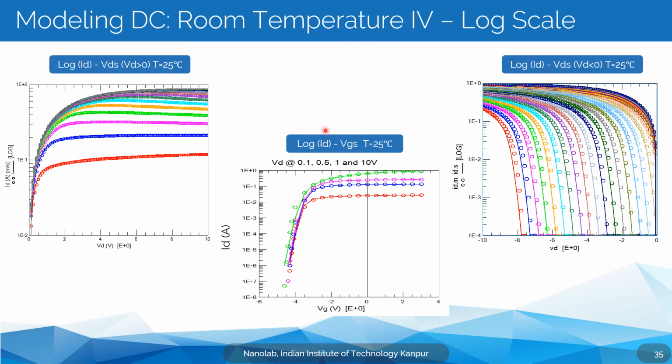And these are some of the log scale results. This is the log scale result for the output characteristics. This is the log scale result, or what we call the subthreshold characteristics of the device. Again, a very perfect match. And these again are the reverse output characteristics in log scale.